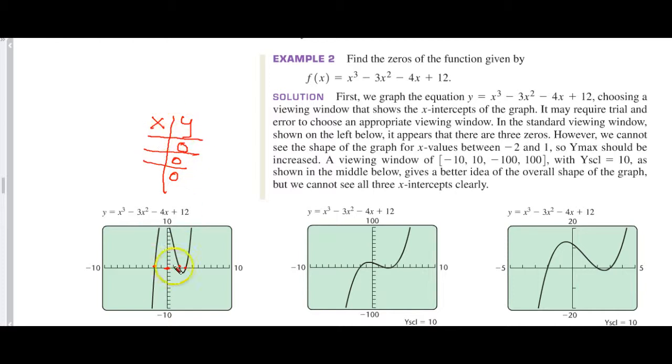And when y is 0 here, x is a negative 2. When y is 0 here, it's a positive 2. And when y is 0 there, it's a 3. That would be for this one. And for this one, again, a little t-chart might be useful. X, y. We're looking for when y is 0. And right there is negative 2. This one is a 2. And this one is a 3.